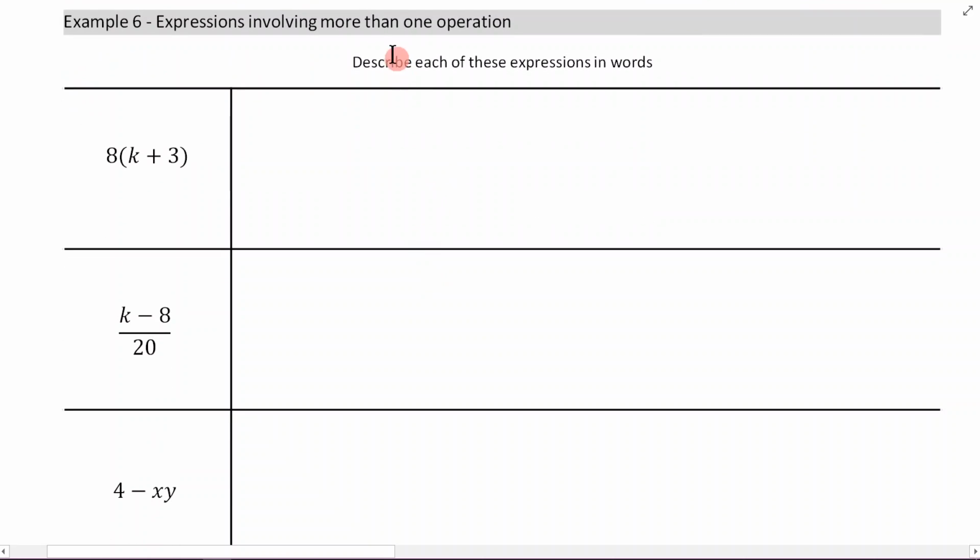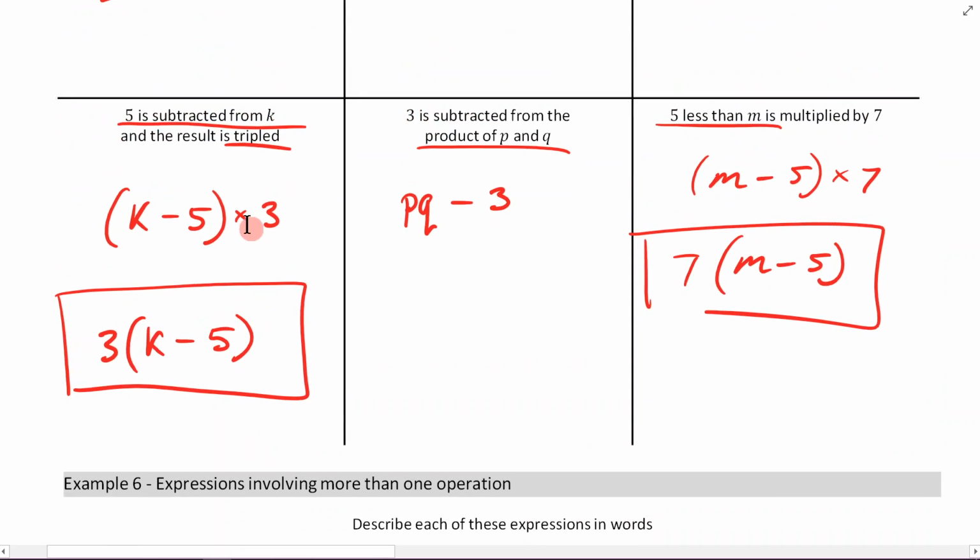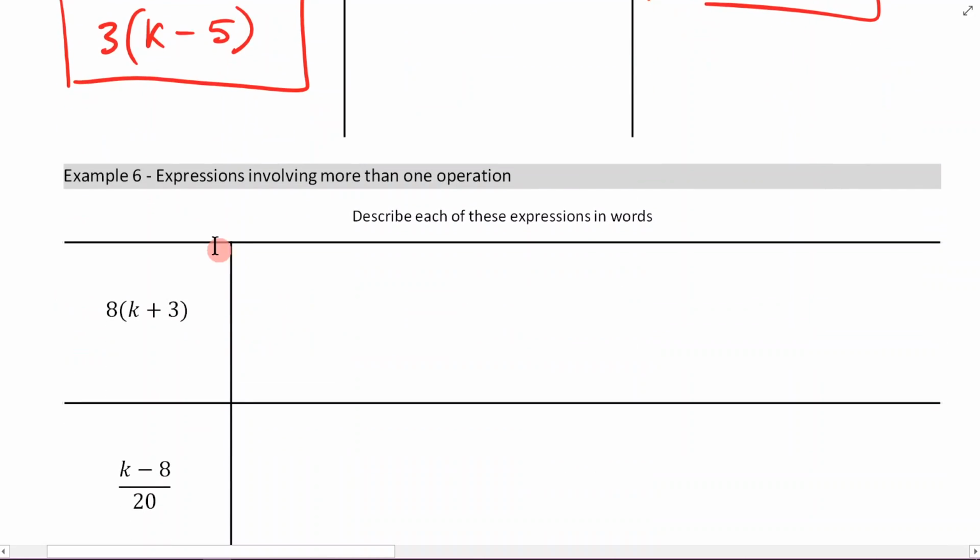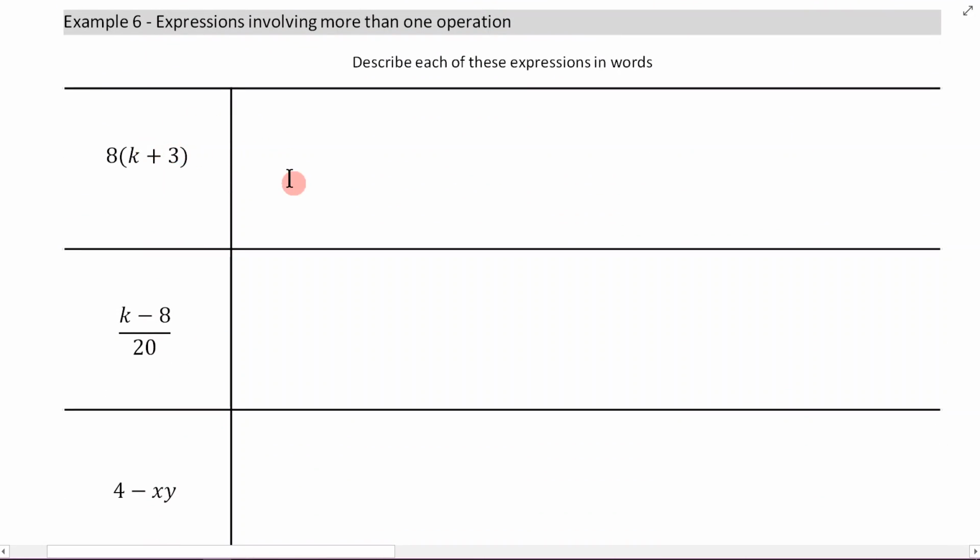So here it says describe each of these expressions in words. So we're kind of doing the opposite of what we did up here. Here we took the words and put it into maths. Now we're going to take the maths and put it into words. All right, so we're going to follow BIDMAS here. We're going to look at what's inside our brackets first. So we're going to do k plus 3.